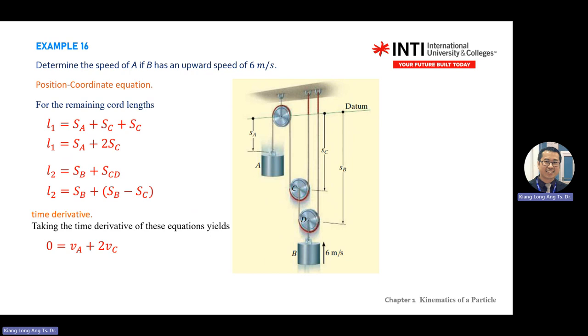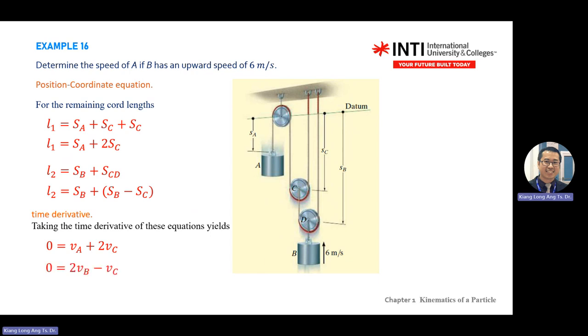dL, L1 doesn't change. So zero. SA becomes velocity. SC becomes velocity. So what does it mean? If you move A to the left hand side, you'll get minus VC, meaning you pull A, VC will move double speed of A. Okay, you pull A, C will move double speed up. Now let's say this one moves 1 meter per second, this one will move 2 meter per second up.